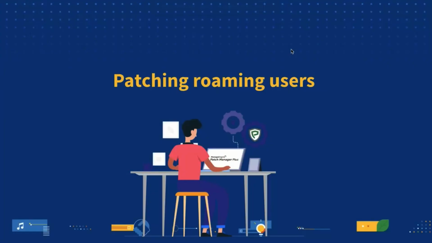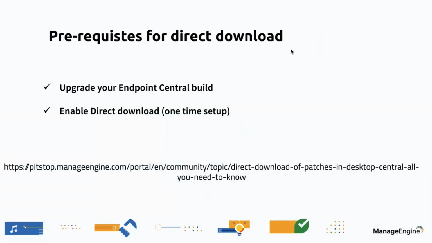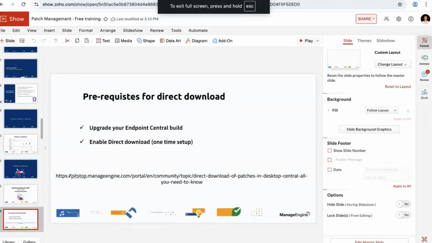Now, how do I patch roaming machines? For roaming machines, if the machines are connected over the VPN, then the server will be able to download and deploy the patches to the agent machines. For the machines that are connected over the internet, if I do not wish to rely on the server for patching, I can enable direct download. So the agent will receive the deployment task from the server, but the patches will be directly downloaded from the vendor side. Now let us see how you can achieve this within Endpoint Central.